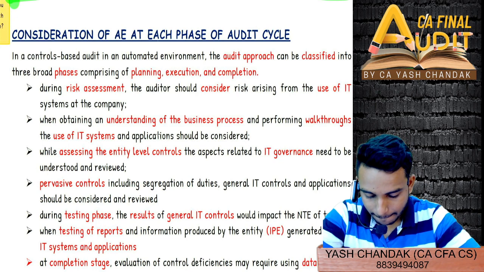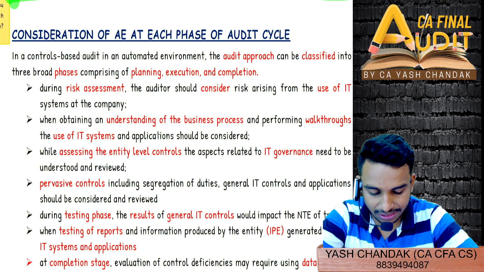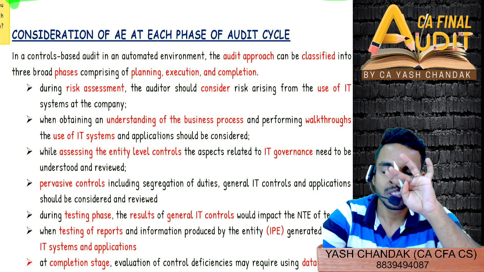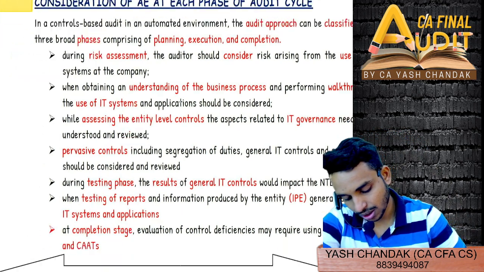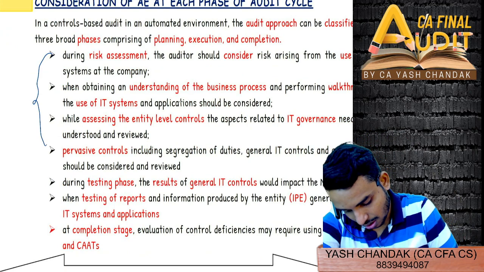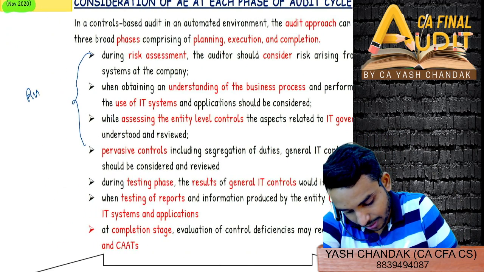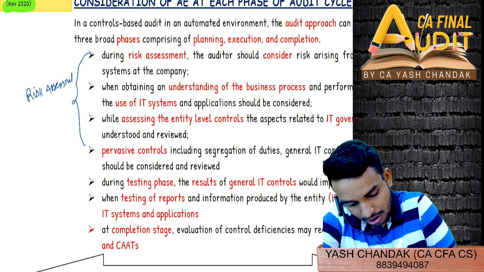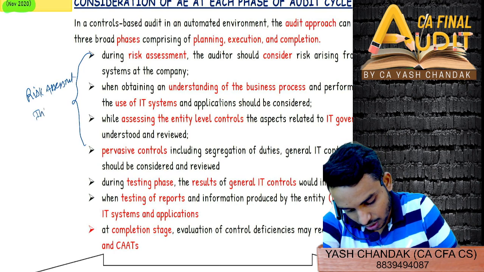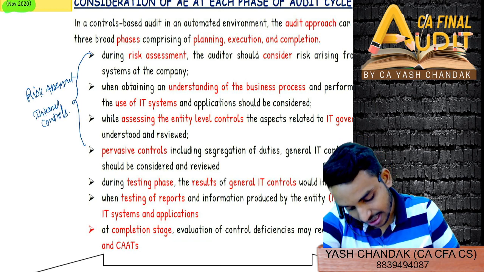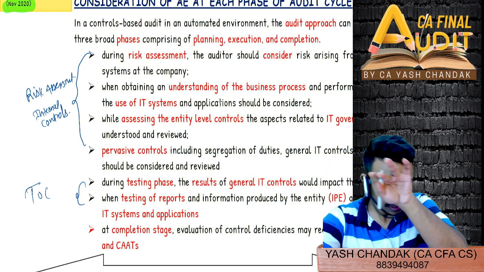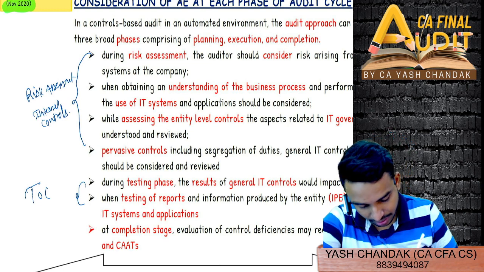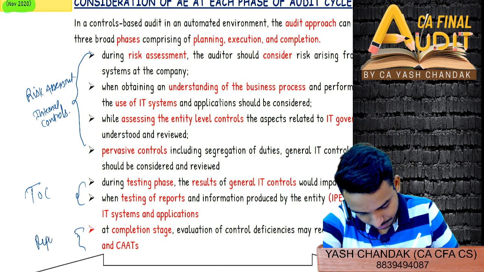So come to next question now. Consideration of automated environment at each phase of audit cycle. So we'll go through 3 phases of audit cycle here. One is with respect to risk assessment and your internal controls understanding. Then the second phase would be test of controls. And then the third stage would be the reporting stage.